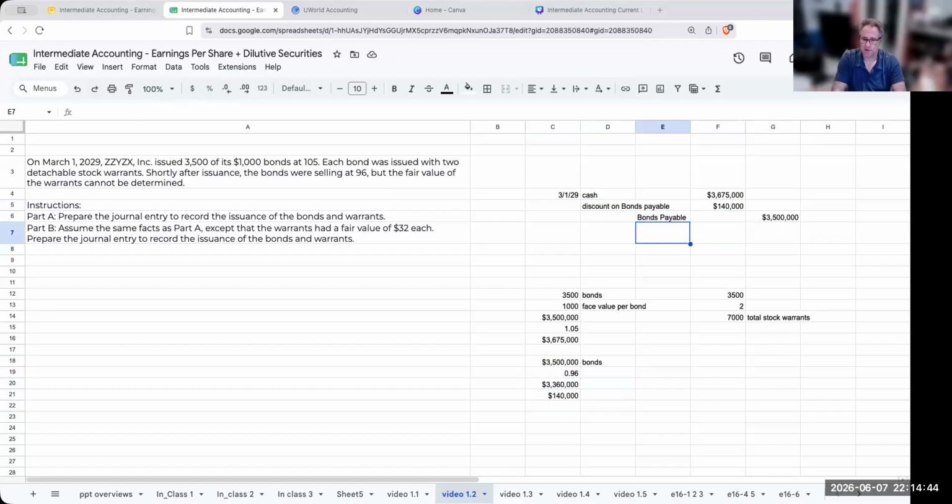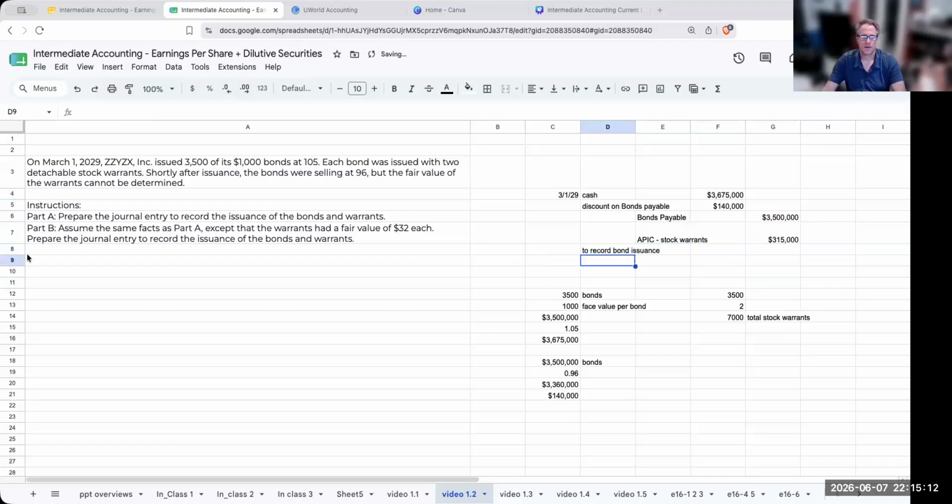Now, for the difference, for the additional paid-in capital stock warrants, what this is going to be is the difference of these two parts here. So this is going to have a value of 315,000. When I put that value in, my total debits equal my total credits.